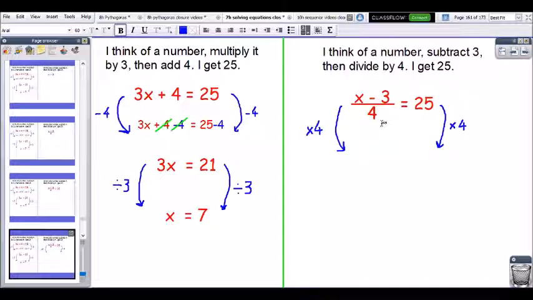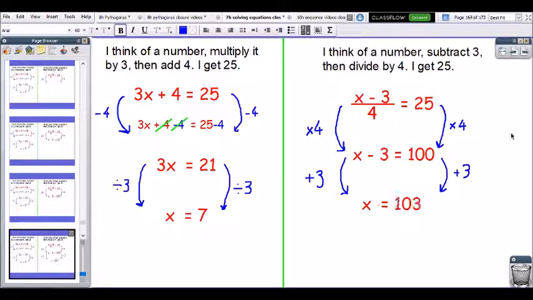So now that I've eliminated my divided by 4, the left-hand side of my equation is now x minus 3. Okay, think what the right-hand side of my equation will be. 25 times by 4 gives me positive 100. Okay, so something take away 3 gives me 100. What does that number have to be? Well, using my balancing method, following the sentence backwards, the opposite of subtracting 3 is adding 3. So let's add 3 to both sides, and that tells me that x equals 103. And that is my solution.